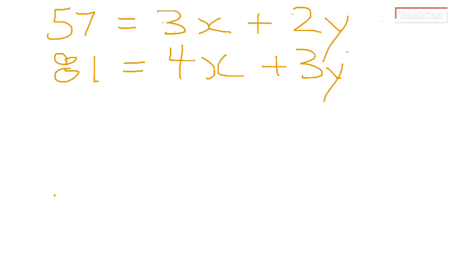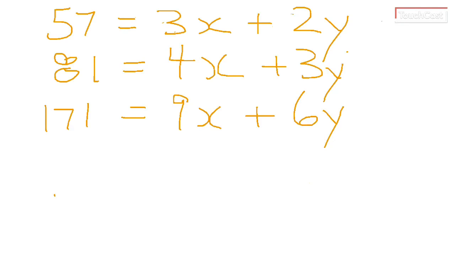So if I multiply each term in that first equation by 3, so 57 times 3 is 171. 3 times 3 is 9. And 2 times 3 is 6. Okay, so equation 3 is the same as equation 1. They are the same thing, okay?